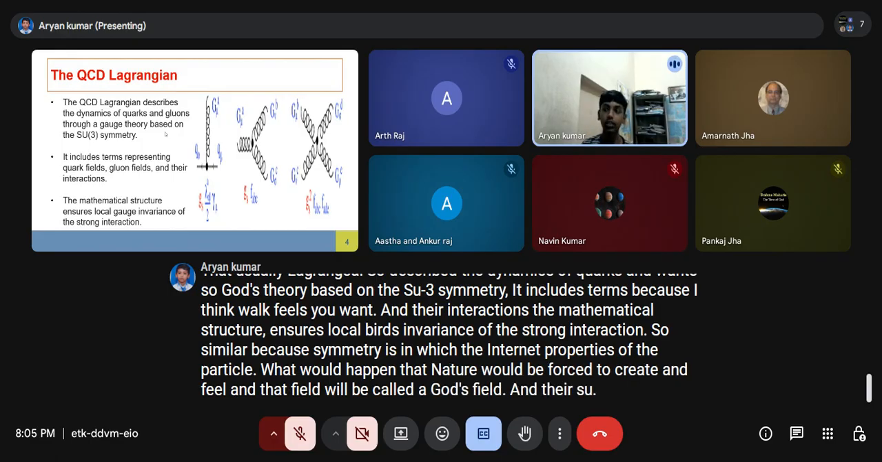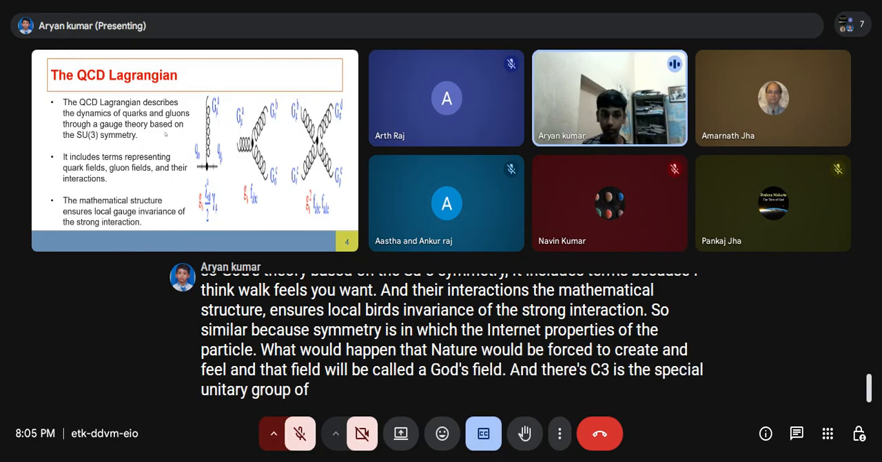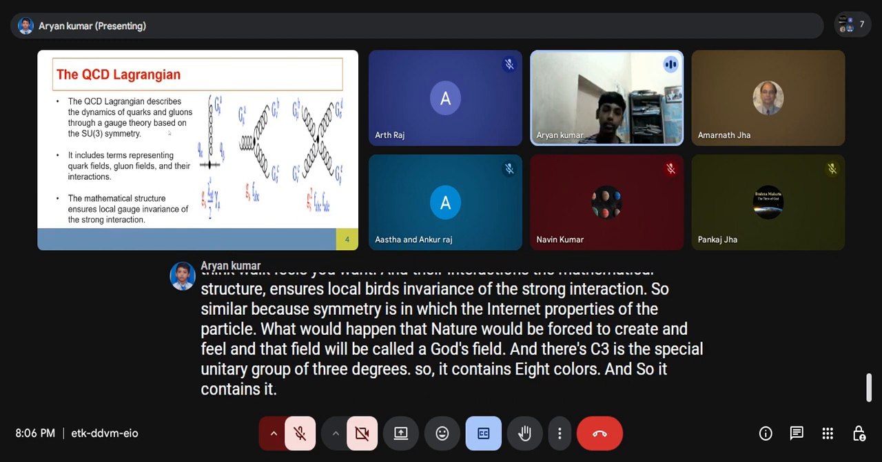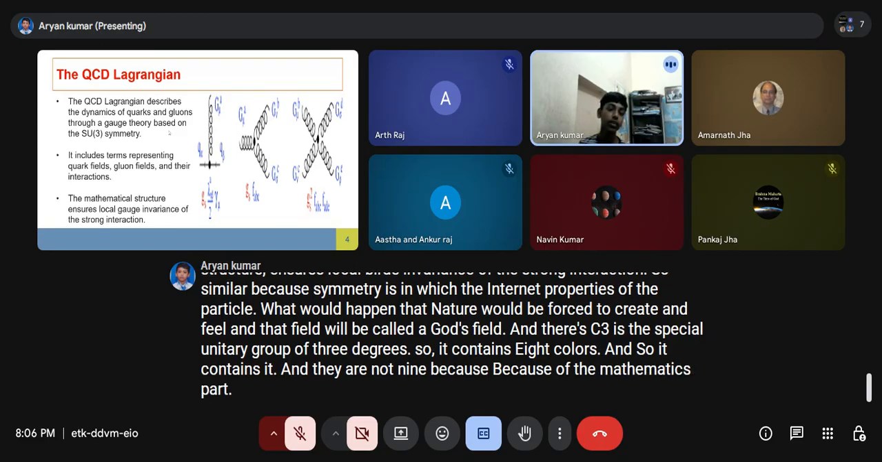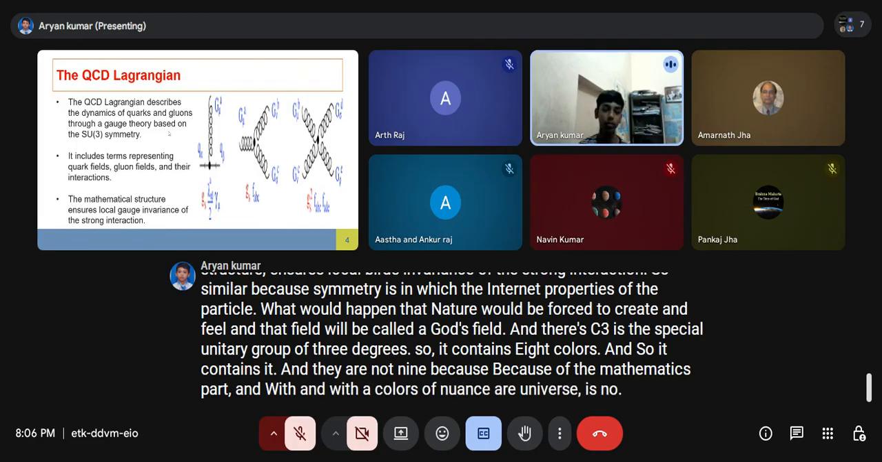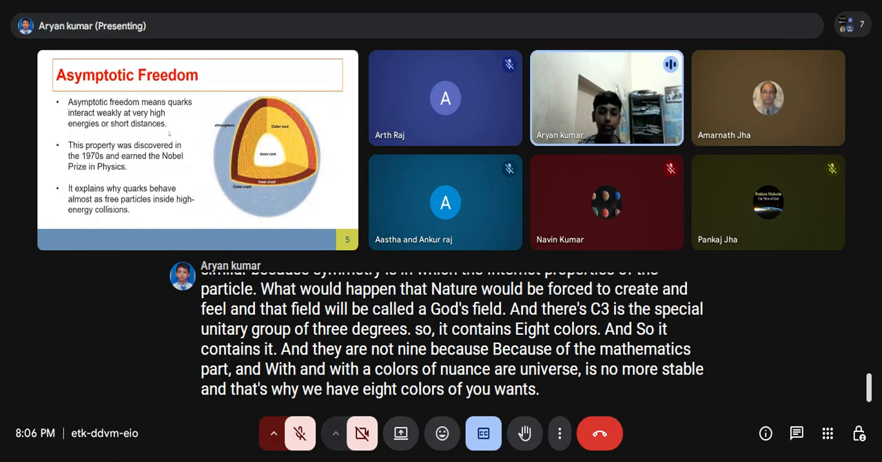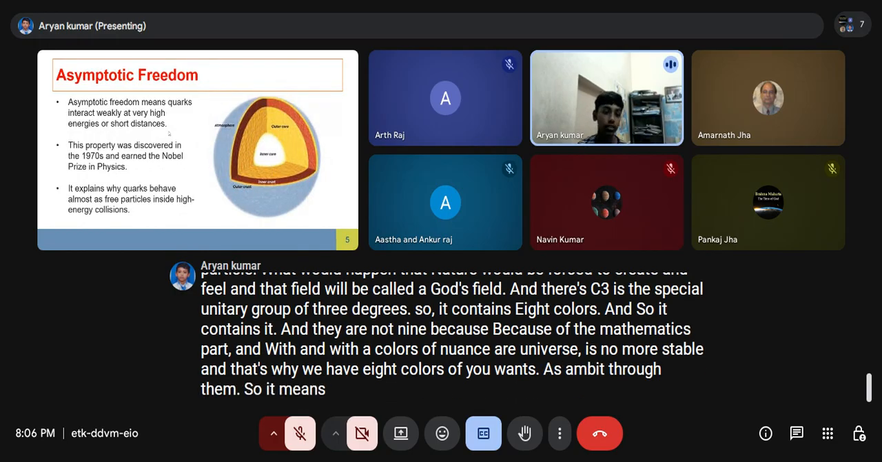And SU(3) is the special unitary group of degree 3. So it contains eight, and not nine, because of the mathematics part. And with eight colors of gluons, our universe is more stable, and that's why we have eight colors of gluons. Asymptotic freedom. So it means quarks interact weakly at high energies or short distances.